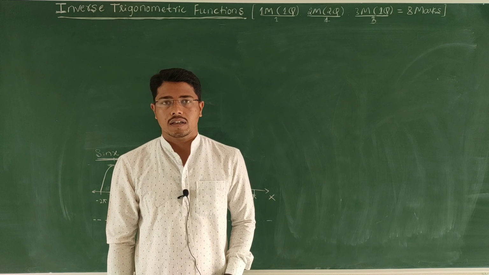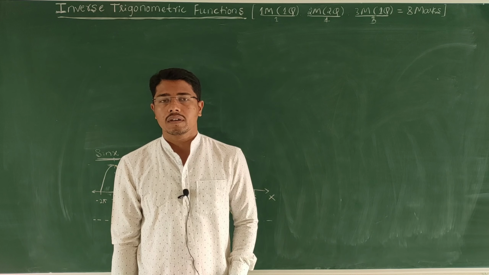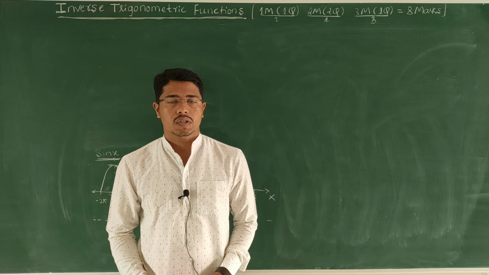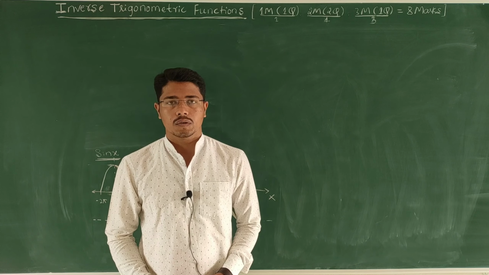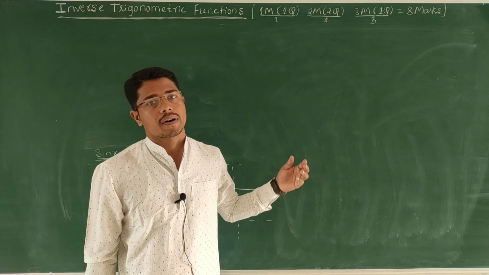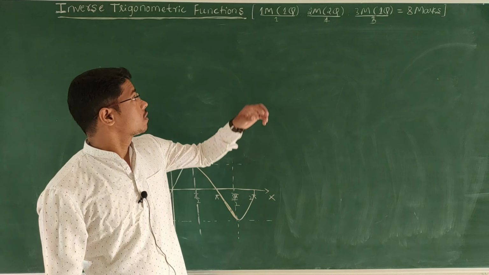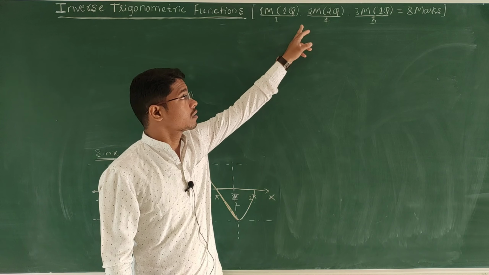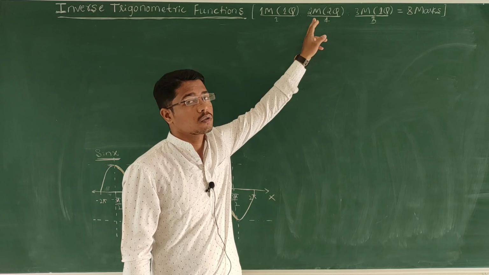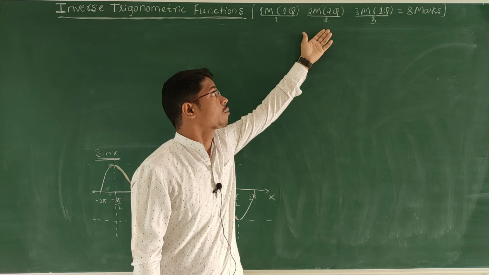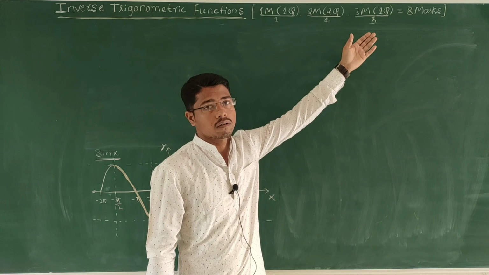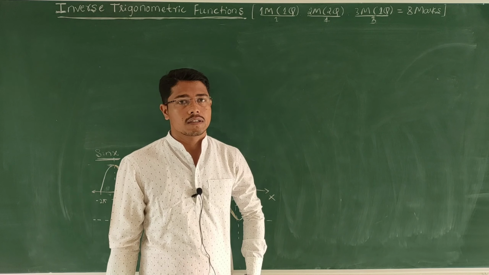In today's class I am going to start a new chapter, inverse trigonometric functions. This chapter carries 8 marks in your annual examination: 1 question of 1 mark, 2 questions of 2 marks, means 4 marks, and 1 question of 3 marks. So 1 plus 4 plus 3, you will get a total of 8 marks in this chapter.